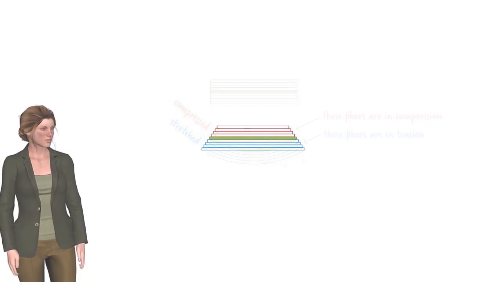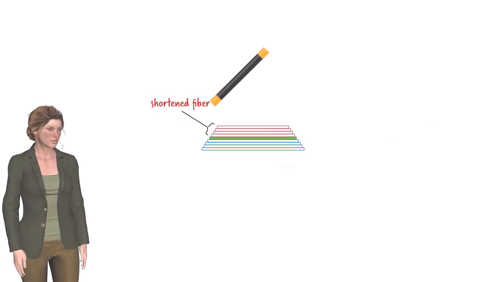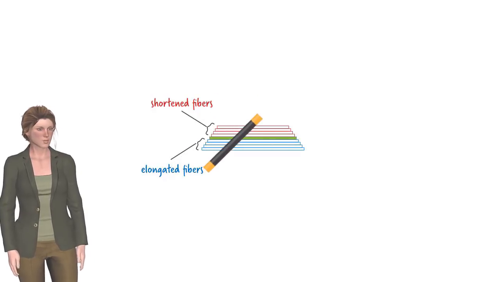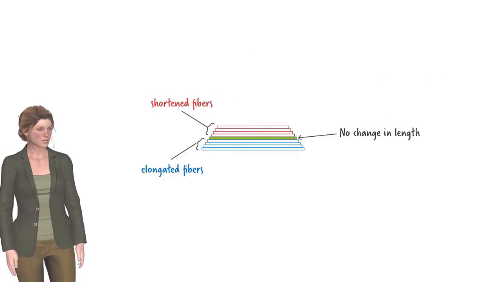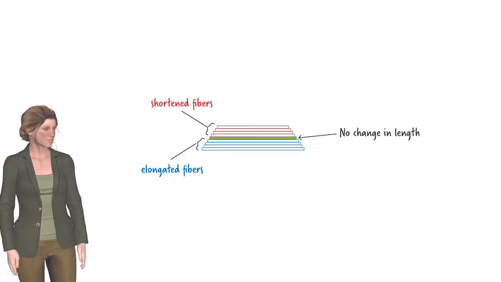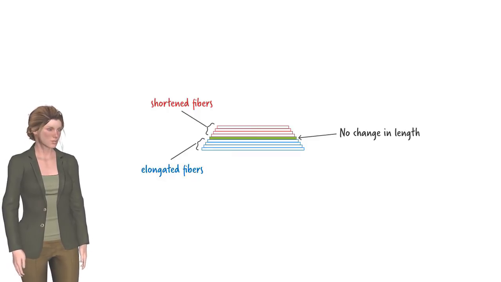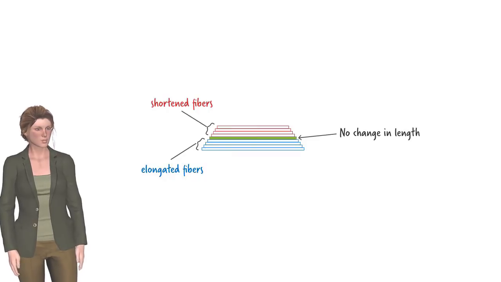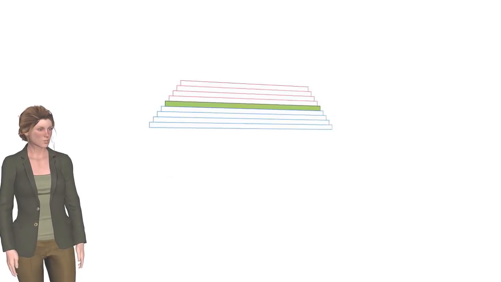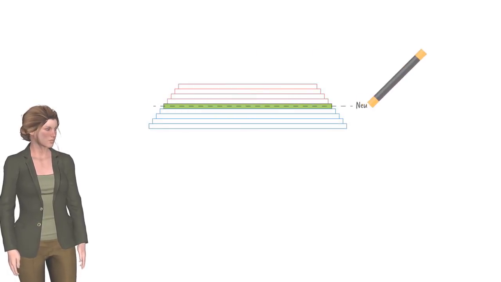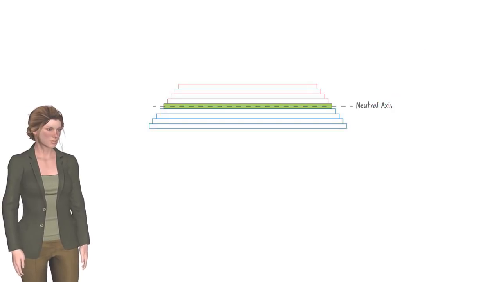Suppose we straightened the fibers without changing their new lengths. Then we can see that the top fiber is the shortest and the bottom fiber is the longest in the section. And of course, the middle fiber experiences no change in its length. We refer to the axis that passes through that middle fiber as the neutral axis.